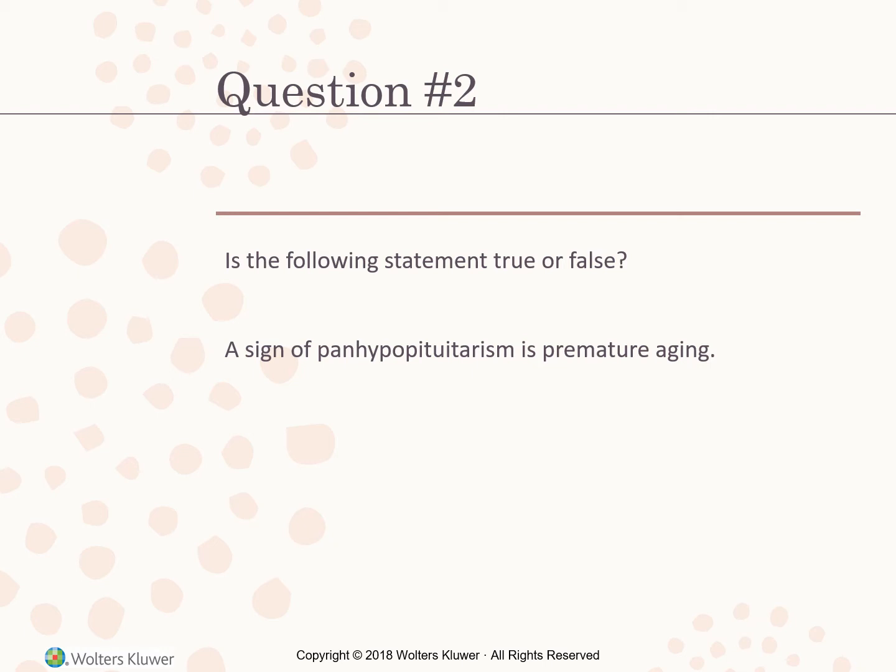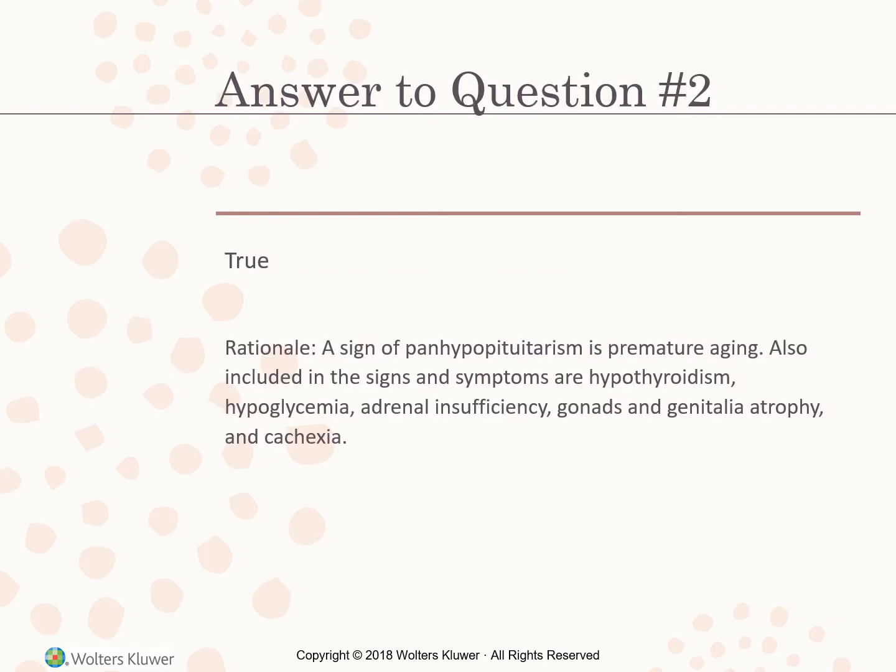Question number 2. Is the following statement true or false? A sign of panhypopituitarism is premature aging. True. A sign of panhypopituitarism is premature aging. Also included in the signs and symptoms are hypothyroidism, hypoglycemia, adrenal insufficiency, gonads and genitalia atrophy, and cachexia.